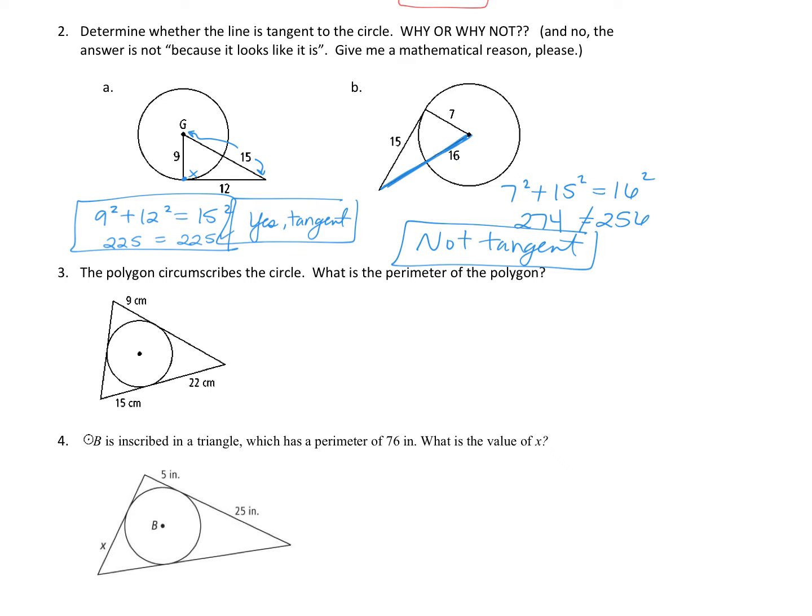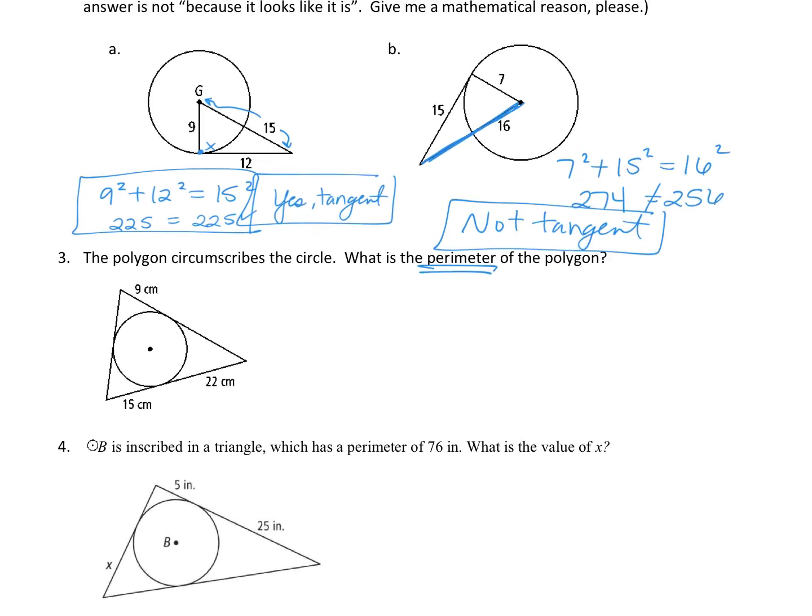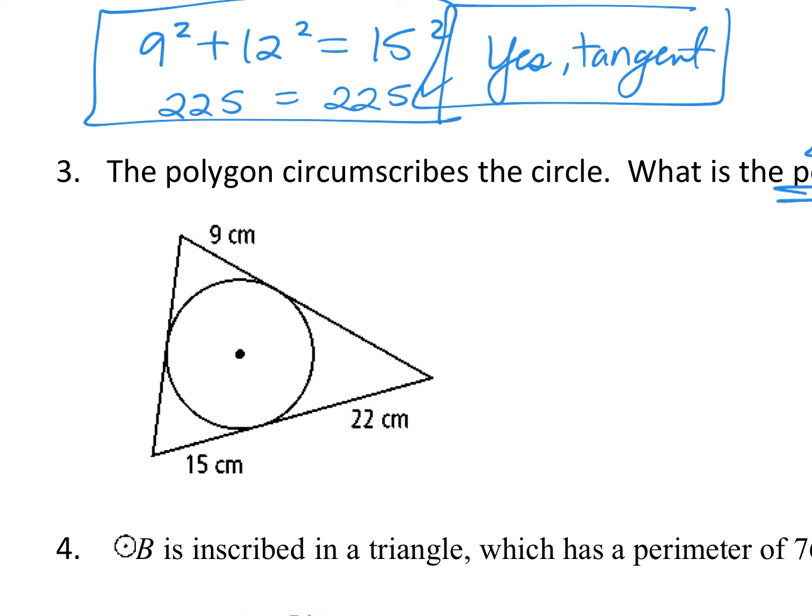Number 3, it says the polygon circumscribes the circle. What is the perimeter of the polygon? You do the little corner things, so 22 goes to the corner. Right, so from this point right here, if this is 22, then so is this one. Okay, so you have a 22 here. What is this length going to be? The blue. Sorry. Blue is going to be 9 because that one is 9. And then if this is 15, this will be 15 also.